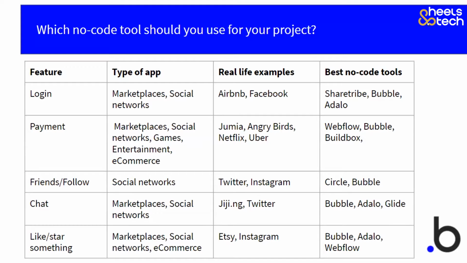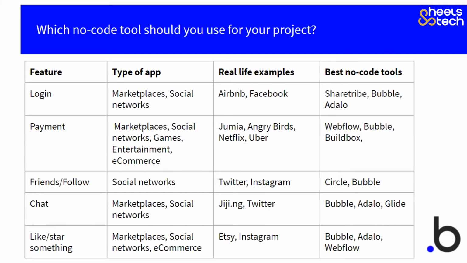Those kinds of apps are best built with what we have on the extreme right. You have ShareTribe. ShareTribe is best for marketplaces. If you want to connect two types of users, maybe buyers and sellers, you would use ShareTribe for that. That's the best app for that. But if you don't want to use ShareTribe, there is Bubble, best for building web apps. That's an app that is downloadable on the App Store or Play Store.